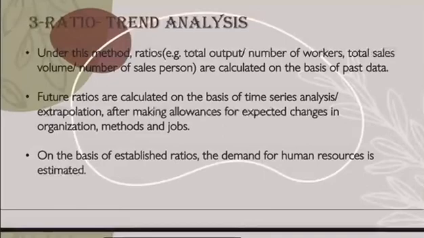Ratio trend analysis. Under this method, ratios are calculated on the basis of past data. Future ratios are calculated on the basis of time series analysis, extrapolation, after making allowances for expected changes in the organization, methods, and jobs. On the basis of established ratios, the demand for human resource is estimated.